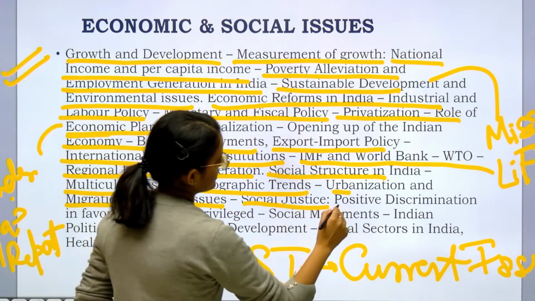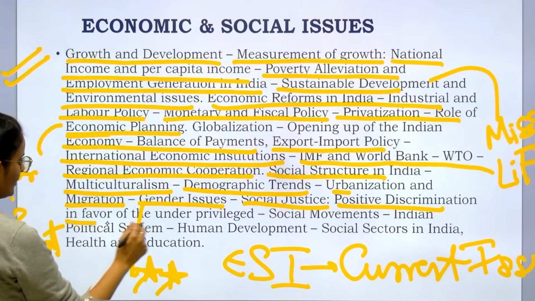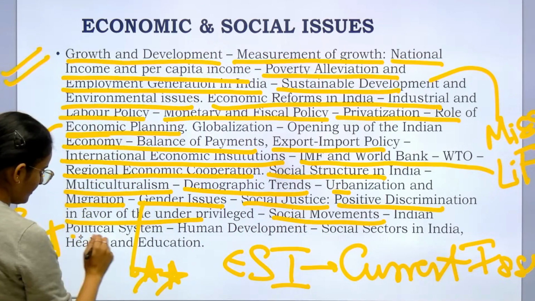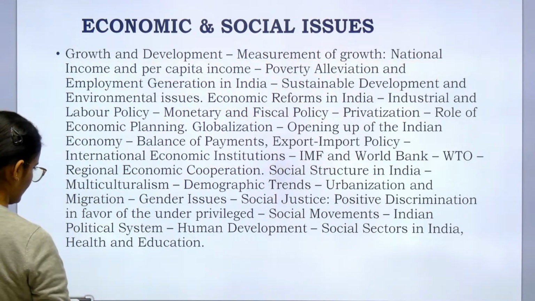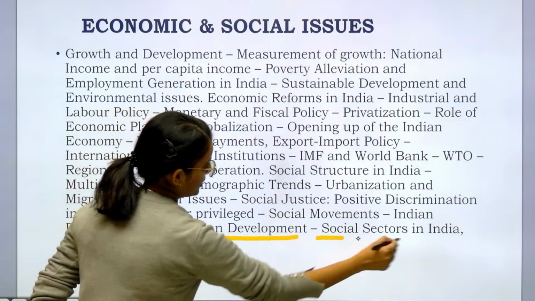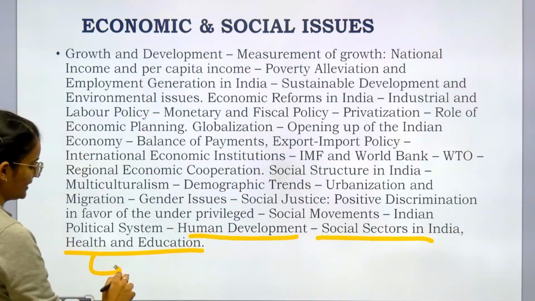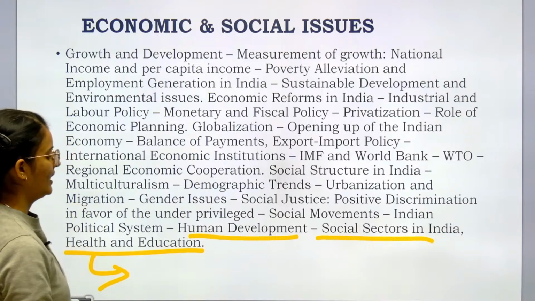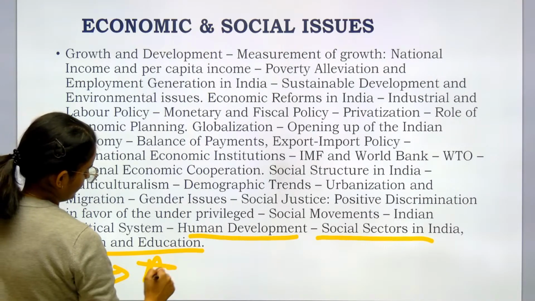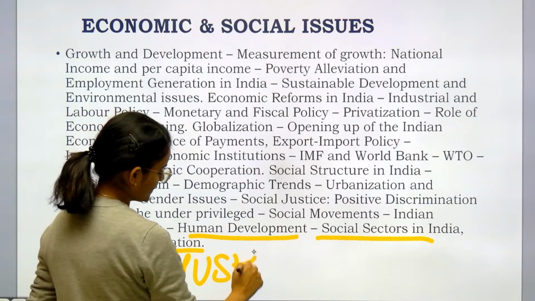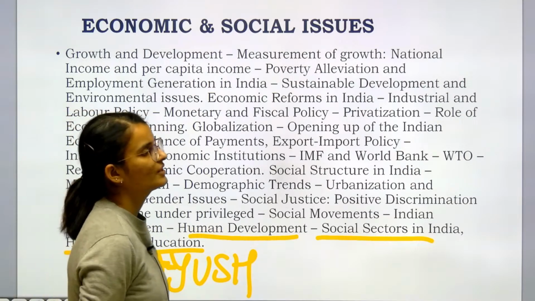Now social justice, positive discrimination in favor of the underprivileged, social movements, Indian political system, human development, social sectors in India, and health and education. And health and education, not just static, it will include the Ayushman Bharat, all the schemes related to health and education for social sectors in India.